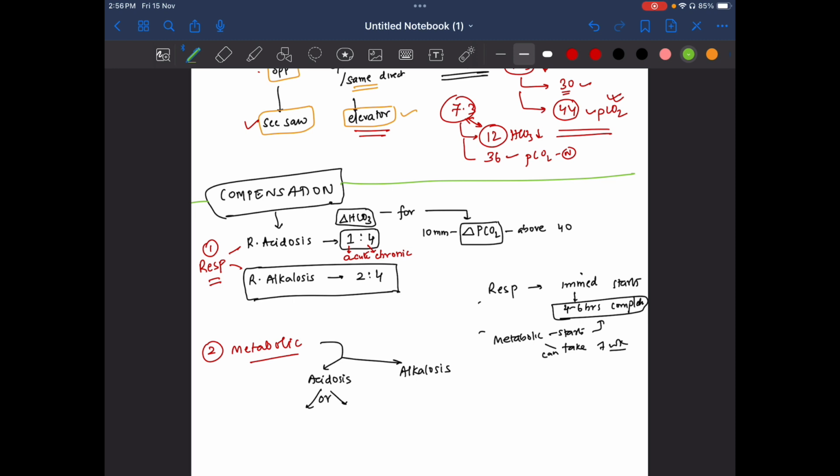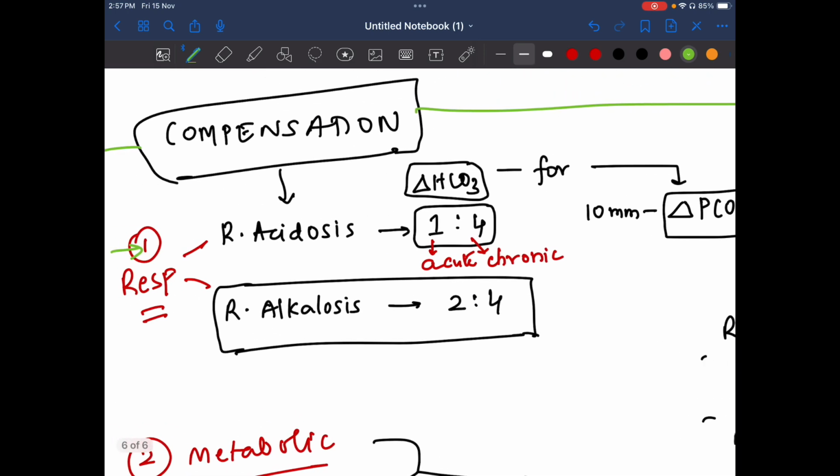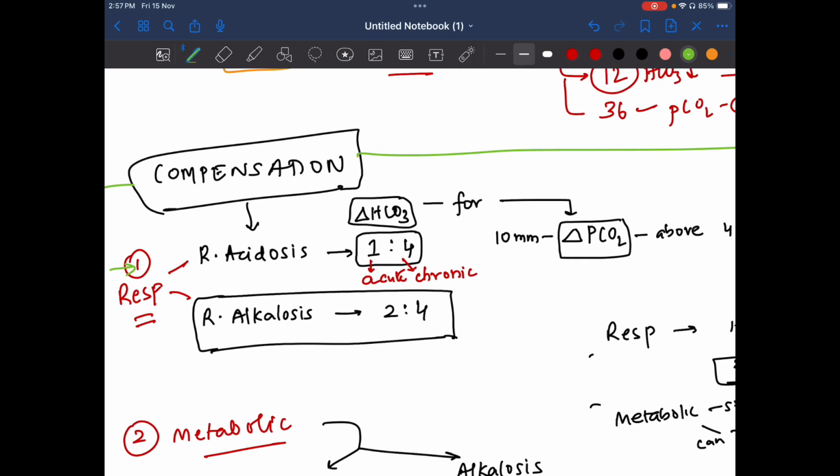In metabolic disorder, there will be respiratory compensation. First we'll get to respiratory disorders and the metabolic compensation for the same. All right. The first thing we're going to see is respiratory acidosis. In case of respiratory acidosis, you just have to remember 1:4. In case of respiratory alkalosis, you have to remember 2:4. All right, 2:4, and these are for acute and chronic.